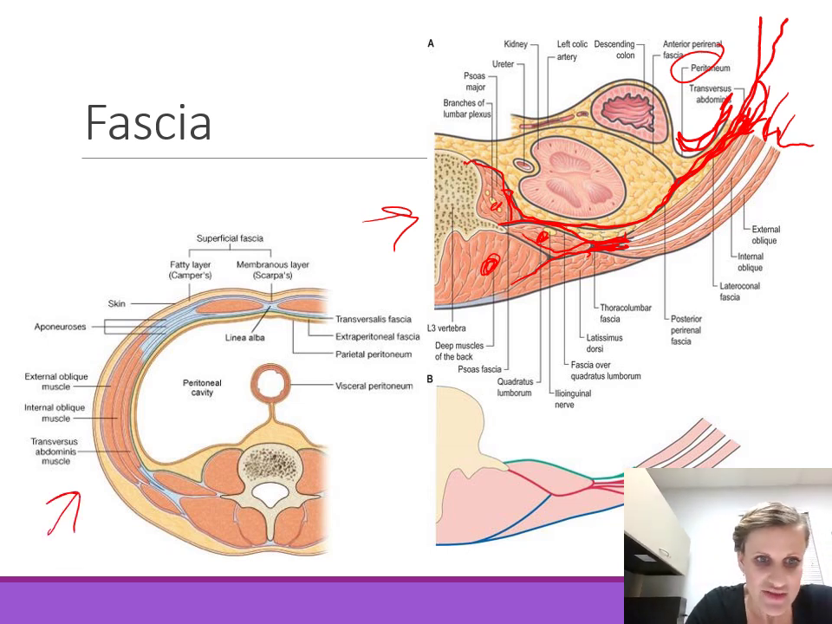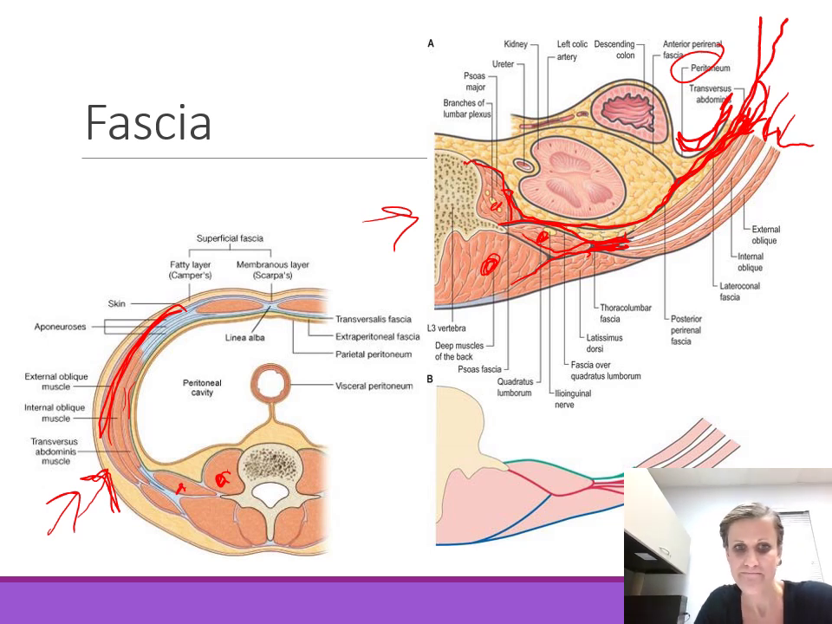Here you can see the transversus abdominis, internal oblique, and external oblique. You see how they form the very lateral most portions of the posterior abdominal wall, but then they curve around and form the anterolateral abdominal wall as well. Back here, the psoas major, quadratus lumborum, and then we have the deep back muscles.